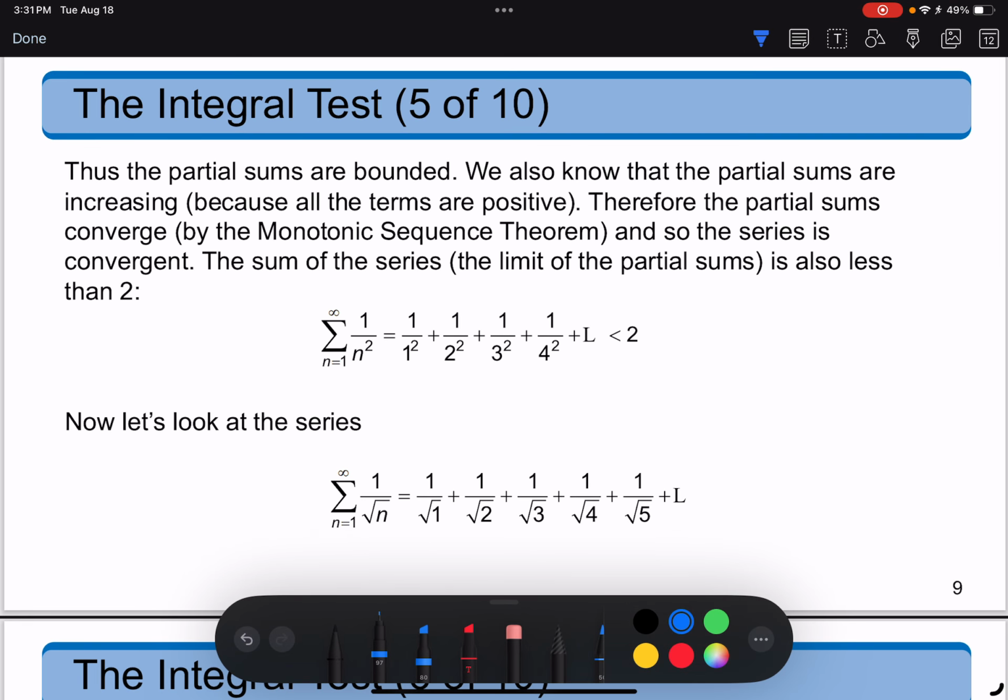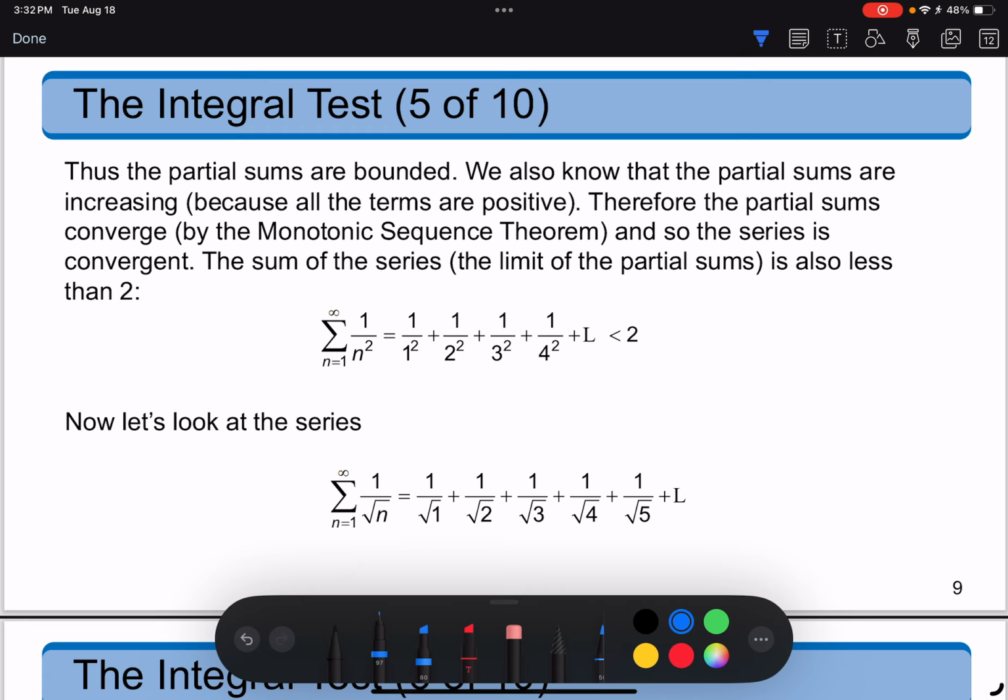Thus, the partial sums are bounded. We also know the partial sums are increasing because all of the terms are positive. So since it is a monotonic sequence, the series is convergent. The sum of the series, the limit of the partial sums, is also less than 2. So the summation of 1 over n squared, equal to 1 over 1 squared plus 1 over 2 squared plus 1 over 3 squared and so on, is less than 2.